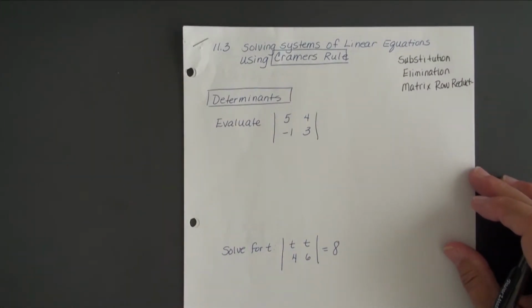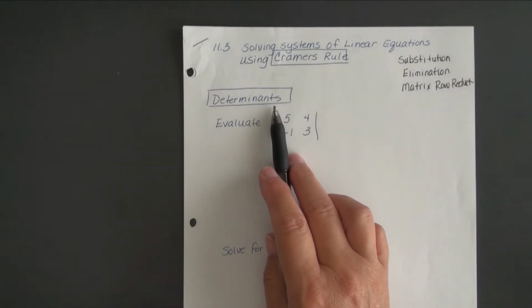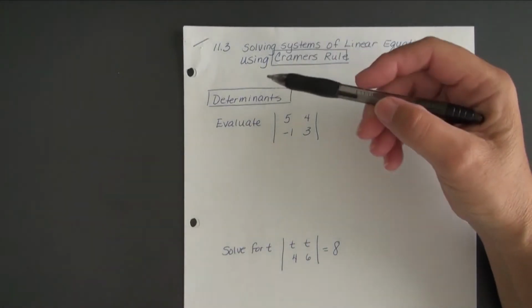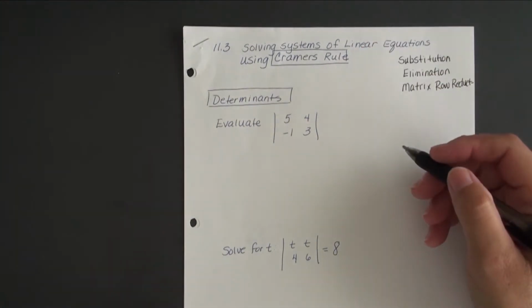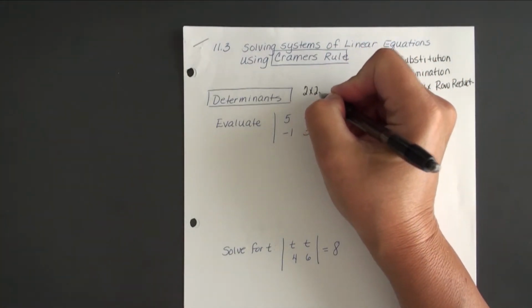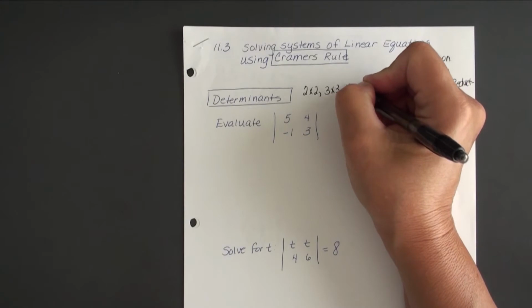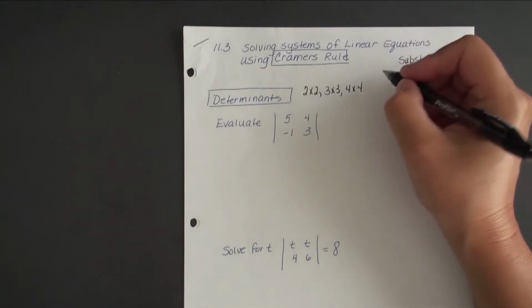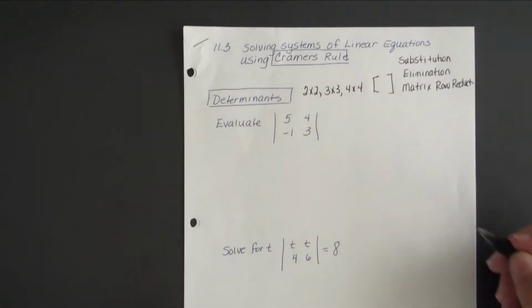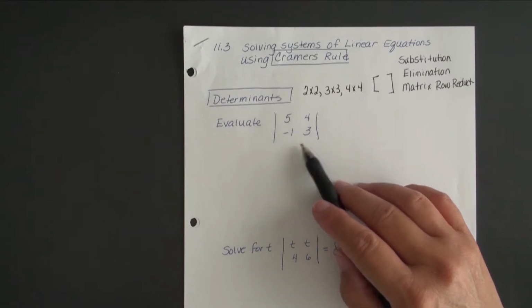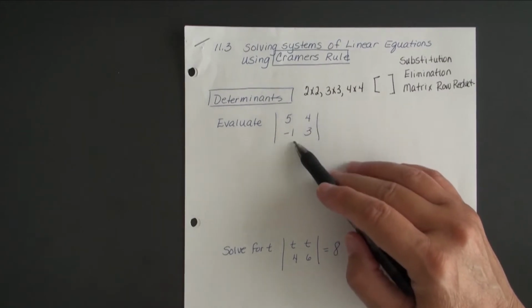But before we can actually solve these problems, we need to talk about what a determinant is. A determinant looks much like a matrix. The difference is that determinants are square. That means their dimensions are either 2 by 2 or 3 by 3 or 4 by 4. The notation is a little bit different also. Remember, with a matrix, we used this bracket. With a determinant, we just use straight bars. Now this is a 2 by 2 determinant. It has 2 rows and 2 columns.